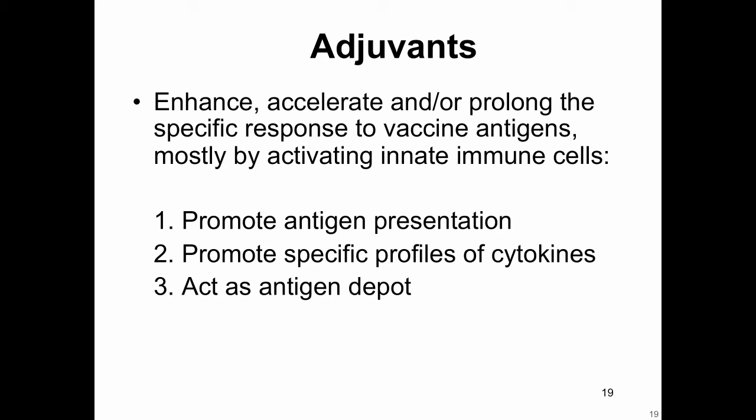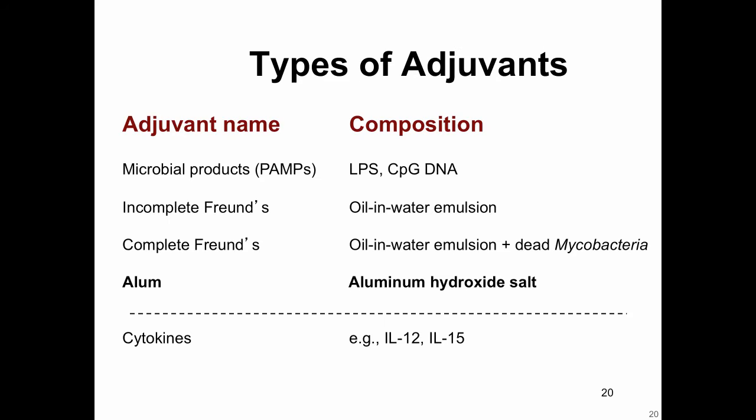Typically, adjuvants work by activating innate immune cells. They either promote antigen presentation and/or promote the production of specific cytokines, and finally, they often act as an antigen depot, or serve to make the antigen relatively insoluble, so it will last in the host for a prolonged period of time to give it the best chance of inducing a strong and potent immune response.